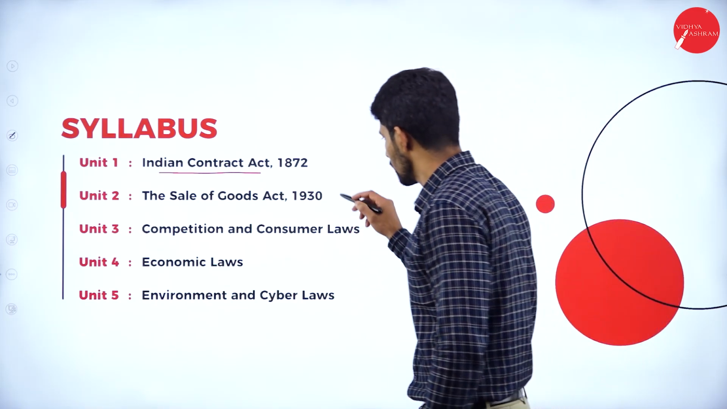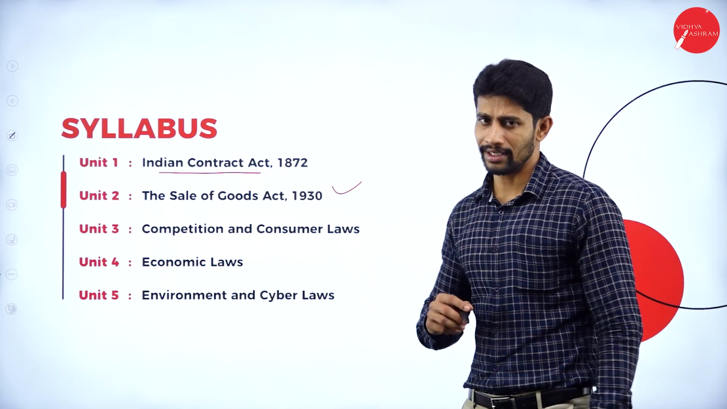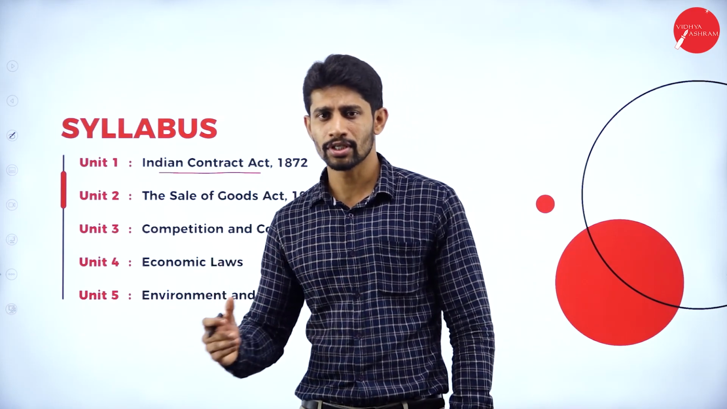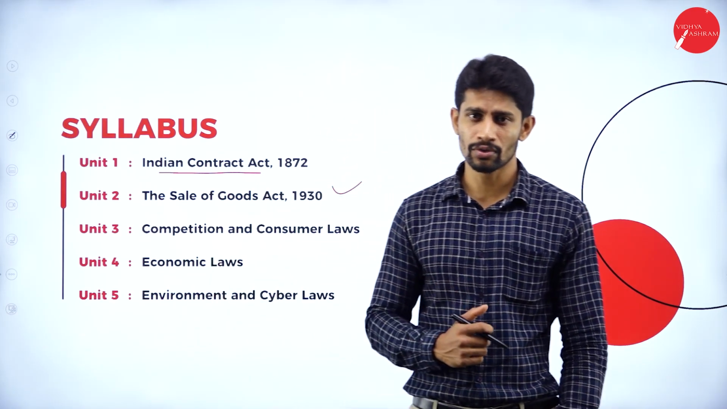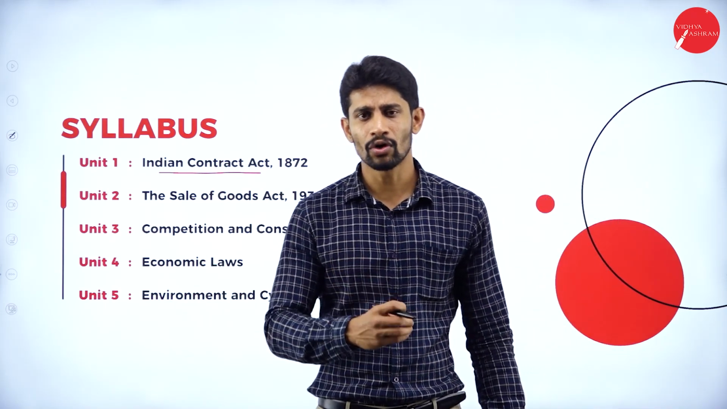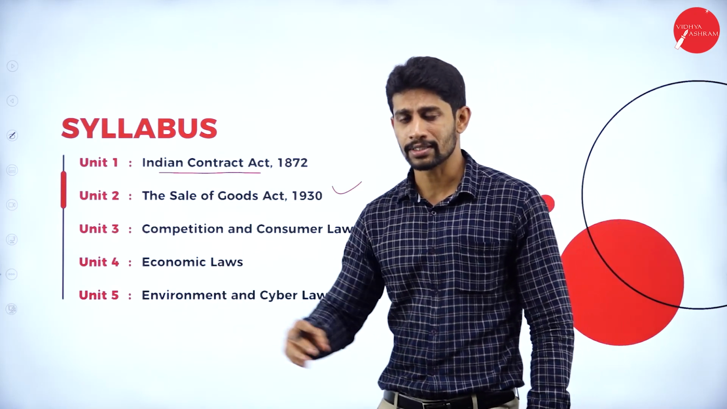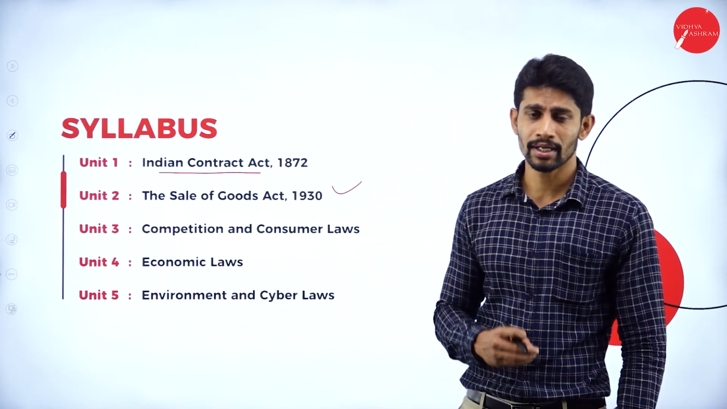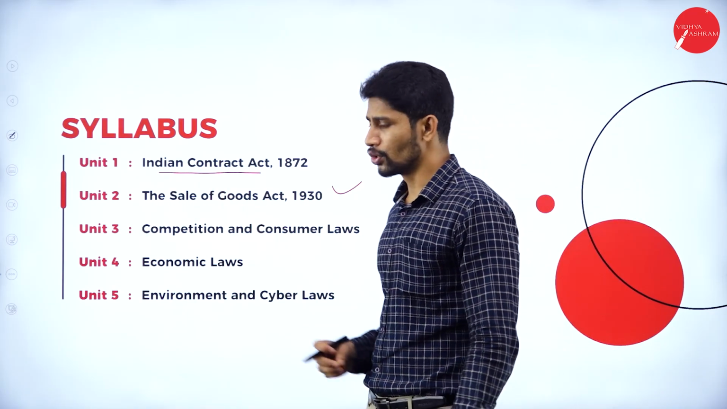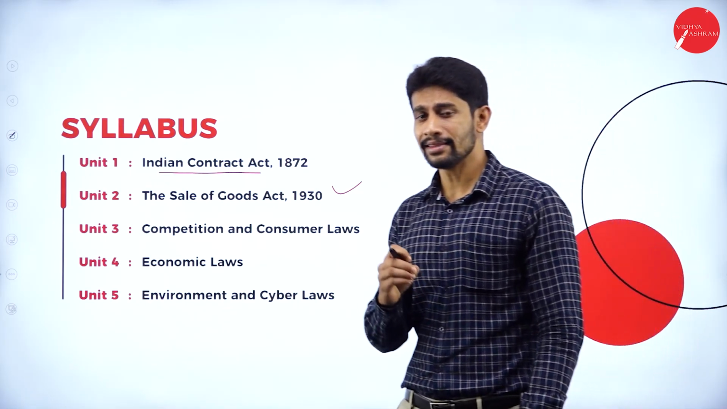Second unit, the Sale of Goods Act 1930. So what is goods? What is the procedure to sell the goods? Who can sell the goods? Who is called an agent? How are they going to determine the price? What laws are we supposed to follow when we are selling the goods to a particular customer as a manufacturer or as a seller? About this you are going to study under unit number 2, that is the Sale of Goods Act 1930.